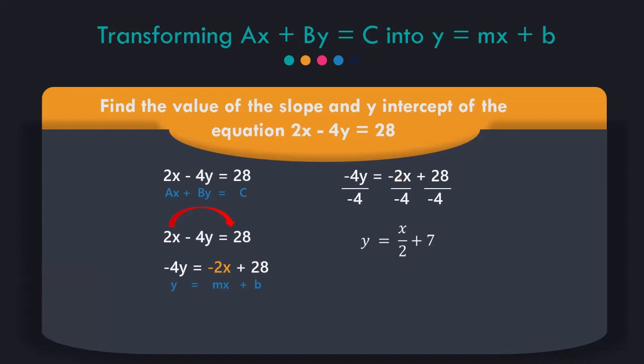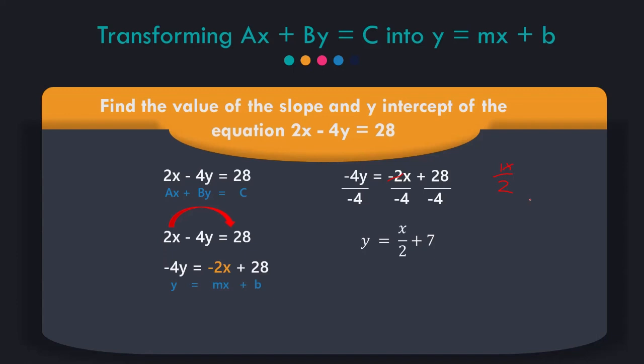Okay? We have negative 2 divided by negative 4. Actually, we cannot divide negative 2 by negative 4, but we can simplify them. Right? Paano natin isi-simplify? We can divide both numerator and denominator by negative 2. So, negative 2 divided by negative 2 is 1. Negative 4 divided by negative 2 is positive 2. So, we're going to have 1x over 2.